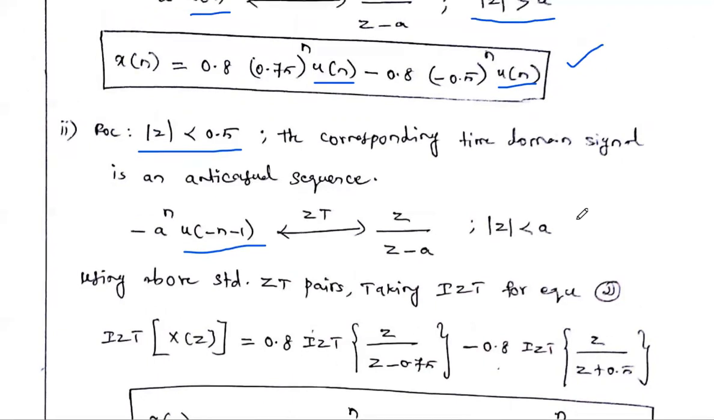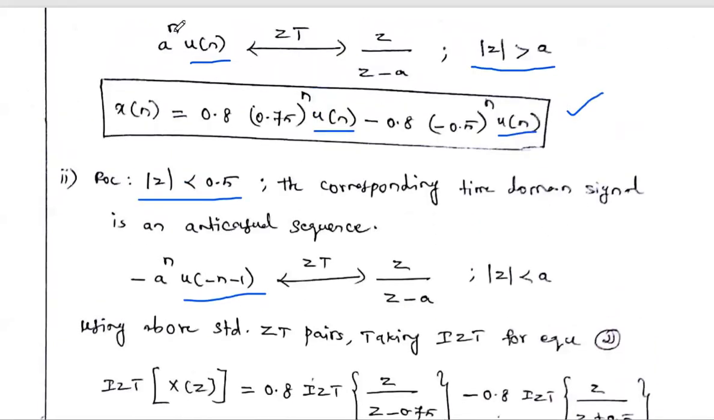This is the difference between these two things. The a power n u of n signal has the Z transform Z by Z minus a, and minus a power n u of minus n minus 1 also has the same Z transform answer. But the difference is the ROC. If it is a causal sequence, the ROC is the exterior part of the circle, modulus of Z greater than a. If it is an anti-causal sequence, it is modulus of Z less than a. This is the difference between the two signals.